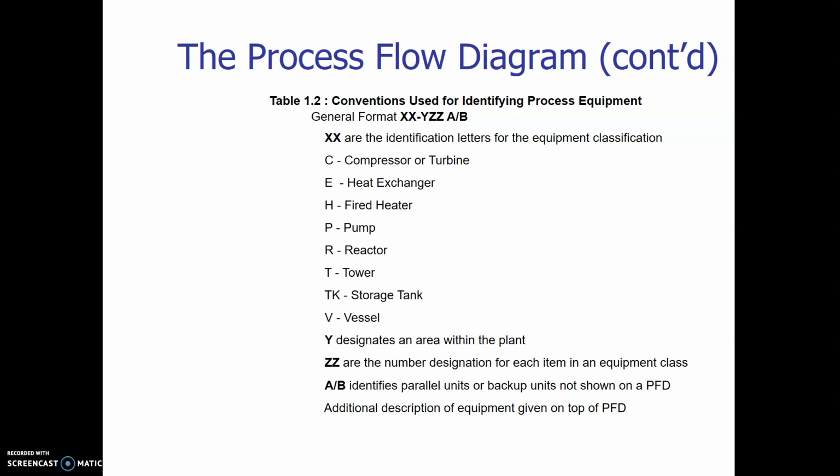So if you see it, this is the general formula, XX, YZZ, A/B. XX, our first two letters, indicate the equipment classification. So is it a compressor, heat exchanger, fire pump, reactor, tower, storage tank, vessel, that kind of thing. The double Z's indicate the number designation for each item in the equipment class. And then the Y designates the area in the plant, and then the A/B identifies is it a parallel unit or backup unit.